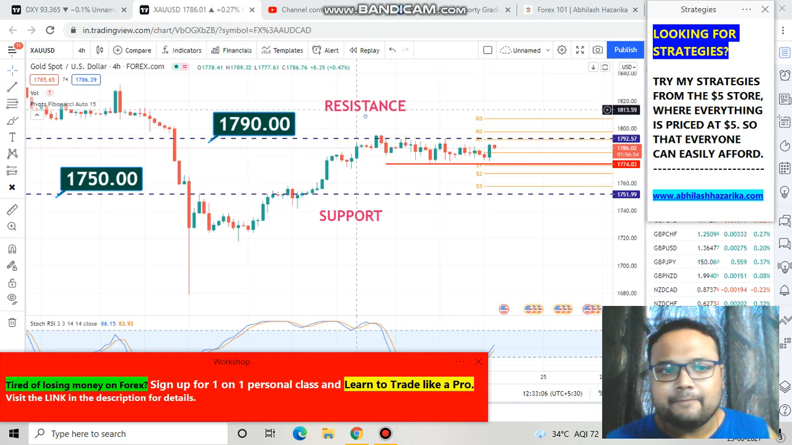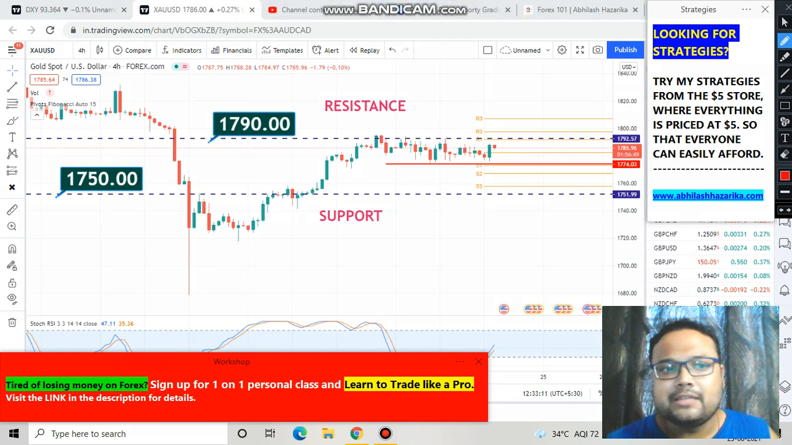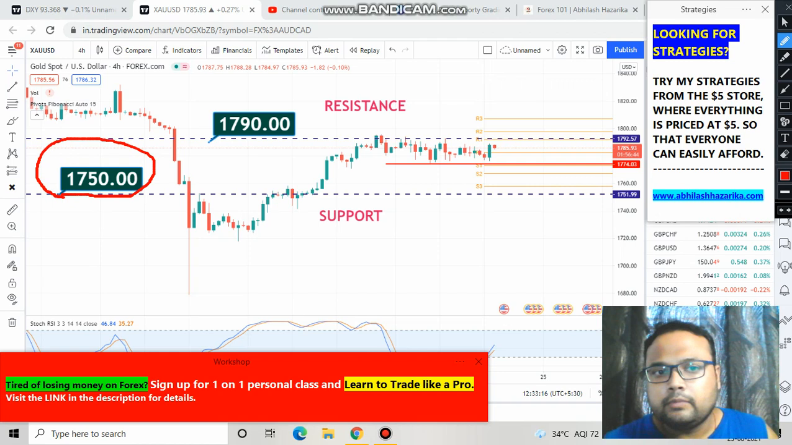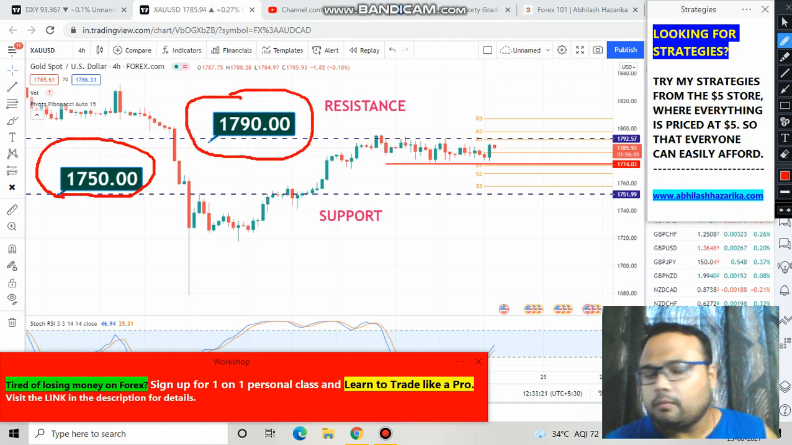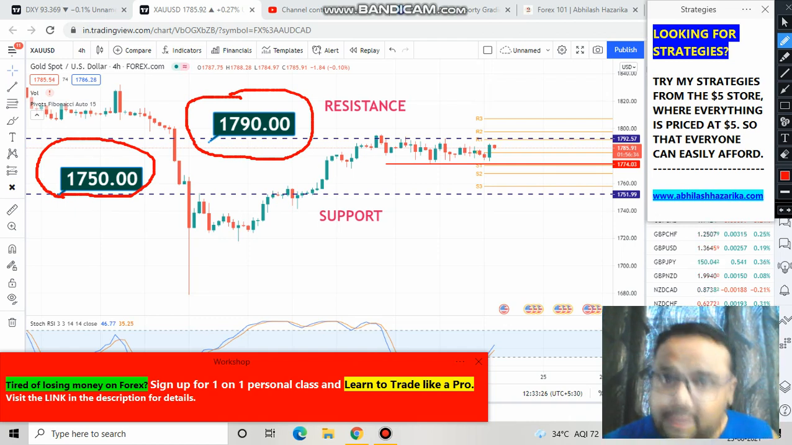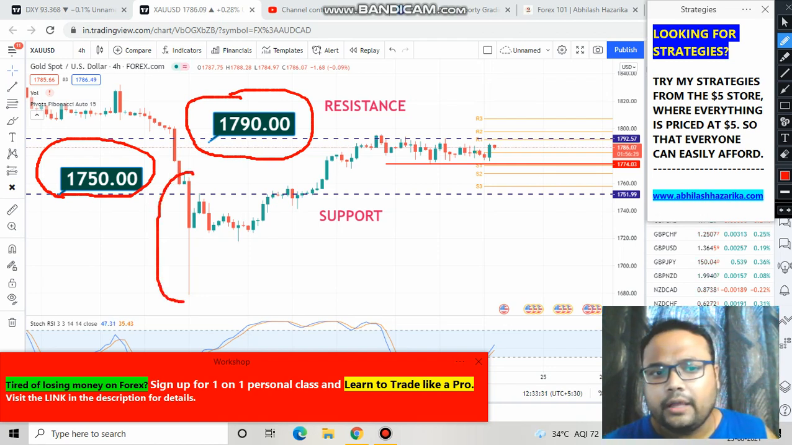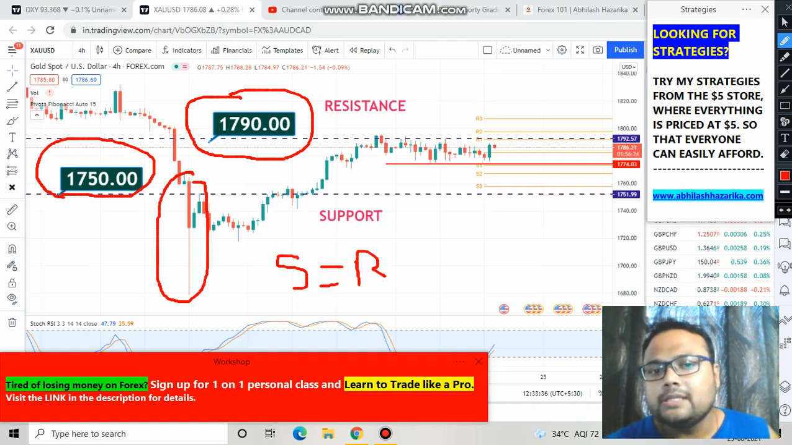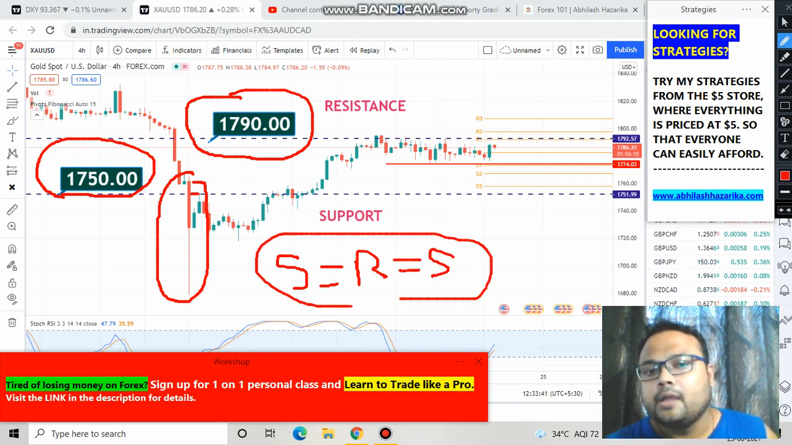You can see that I have mainly two lines drawn here on the chart. First and foremost, 1750, which is the support for the market, and 1790, which is the resistance for the market. As we all know, if you have been trading gold, you know it pretty well that 1750 was a support for the market, but around 2-3 weeks ago, when there was a sharp fall here, it broke the support. So the support became the resistance here, and the same resistance became the support again.